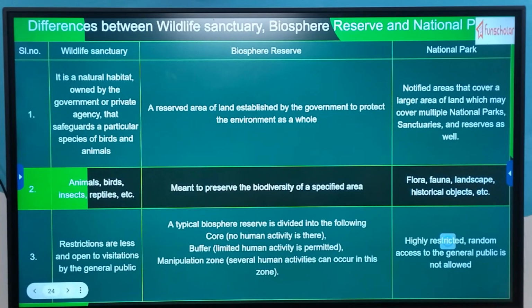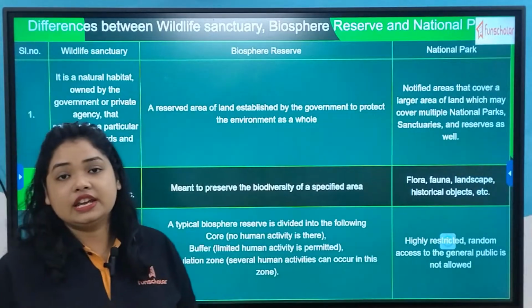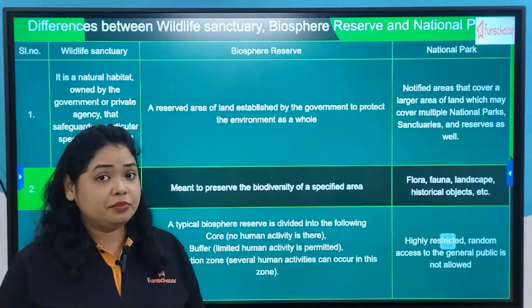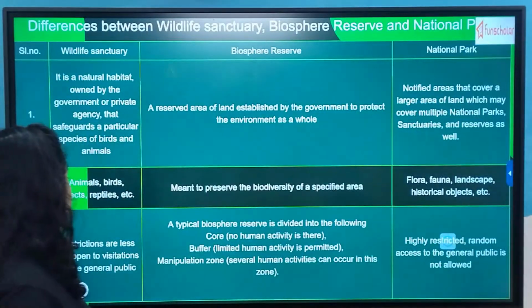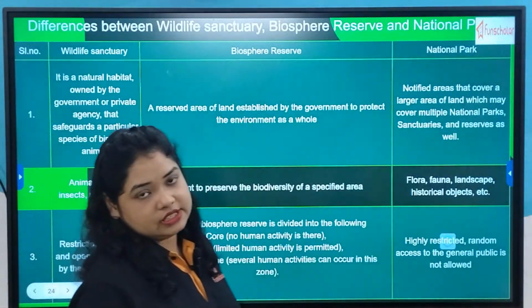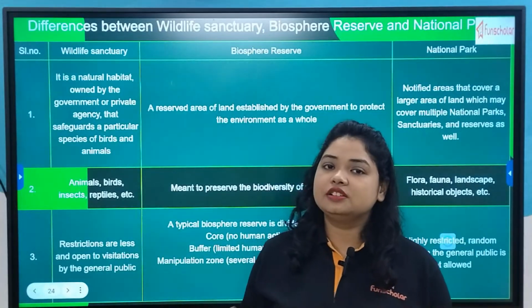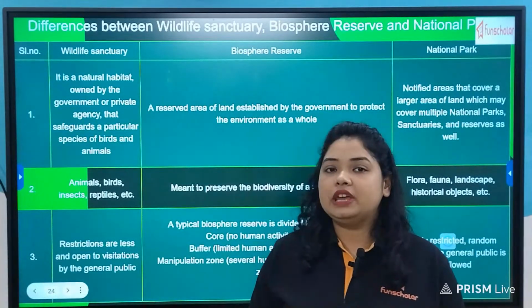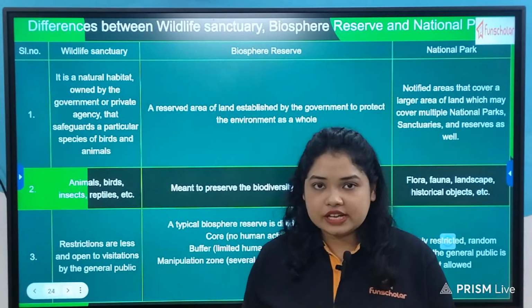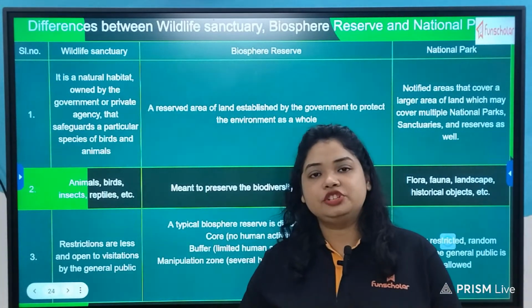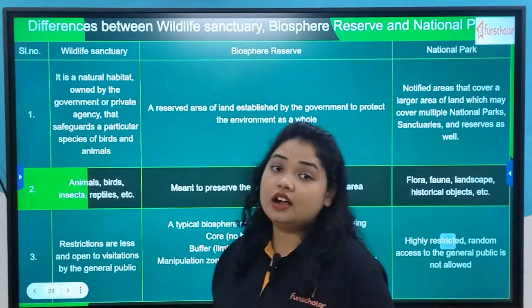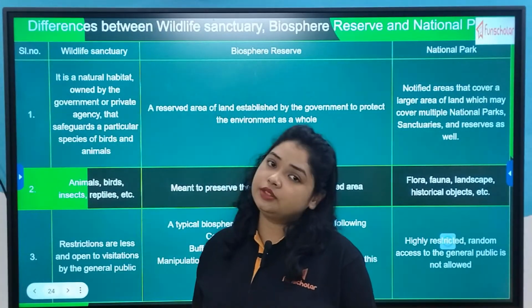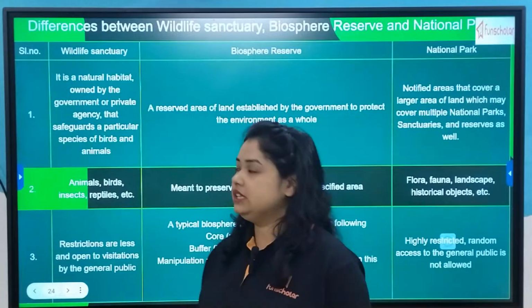So here in the wildlife sanctuary, as I said earlier also, it can be owned by the government or by any private agency, and it can be jointly owned as well, and the aim is to protect any endangered species. Along with the endangered species, other species can also be present, but the main focus is to protect or conserve a particular endangered species of animals or birds. And restrictions are less and visits are allowed, but definitely with permission from the competent authority.